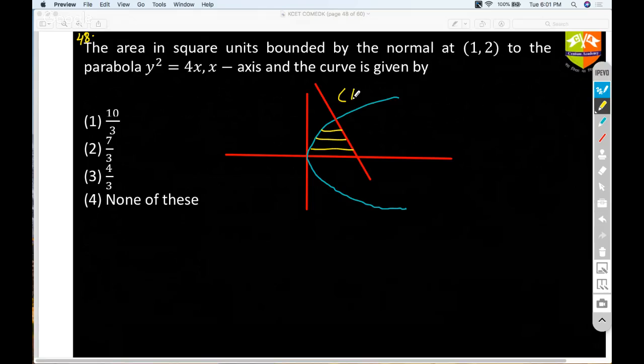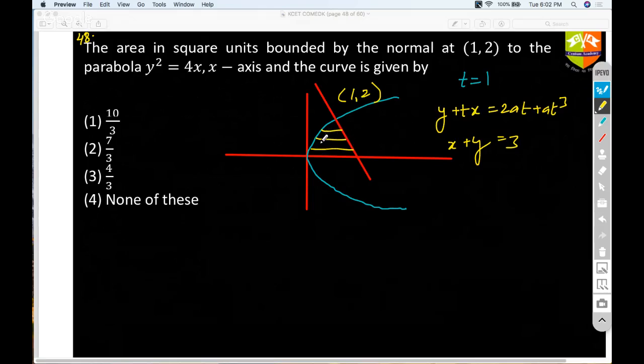So at (1, 2), if I draw the equation of a normal, we know that (1, 2) is basically corresponding to a point t equal to 1. Correct? So I'll use the ready-made formula that we know, y plus tx is equal to 2at plus at cube, and a is 1 over here. So that will give me x plus y is equal to 3. So this is going to be my normal. Correct?